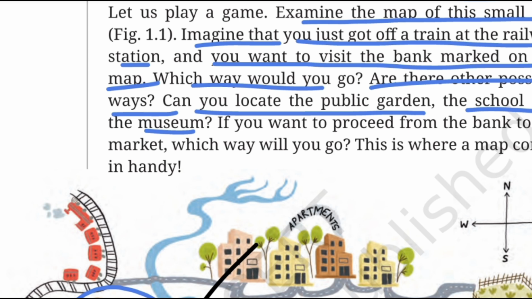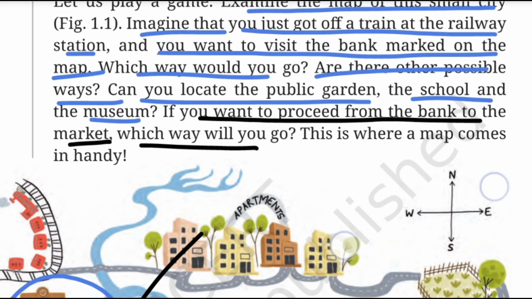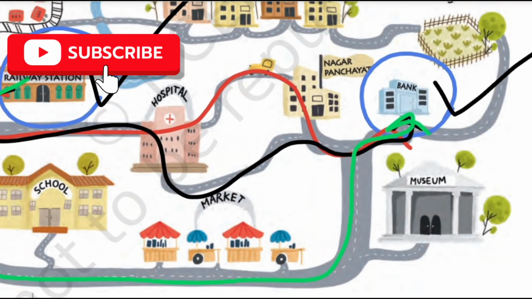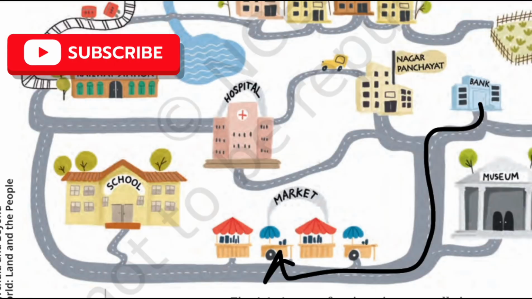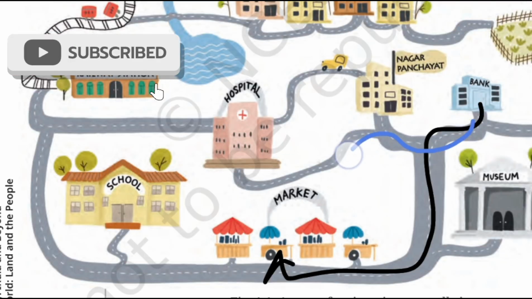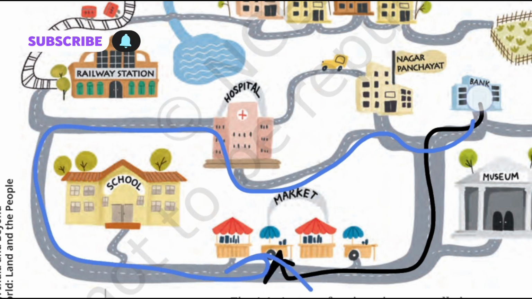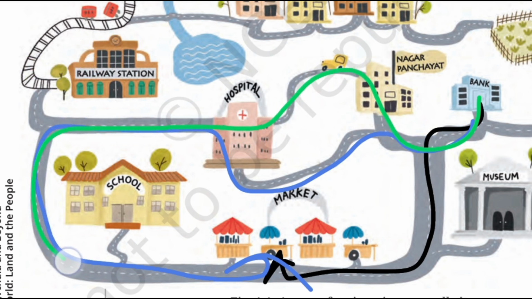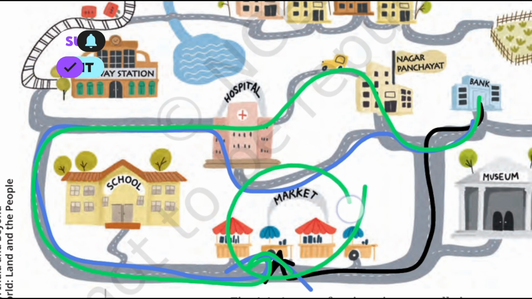Just like there are many ways from your home to school, isn't it? Just like that. If you want to proceed from the bank to the market, which way will you go? So one way is something like this. In this way you can reach the market. Other ways: you start from here and take a long route, and you reach the market. Then is there any other way? You can start from here and go like this, taking this long trip, and then you reach here. So there are many different ways by which we can reach the market from the bank.